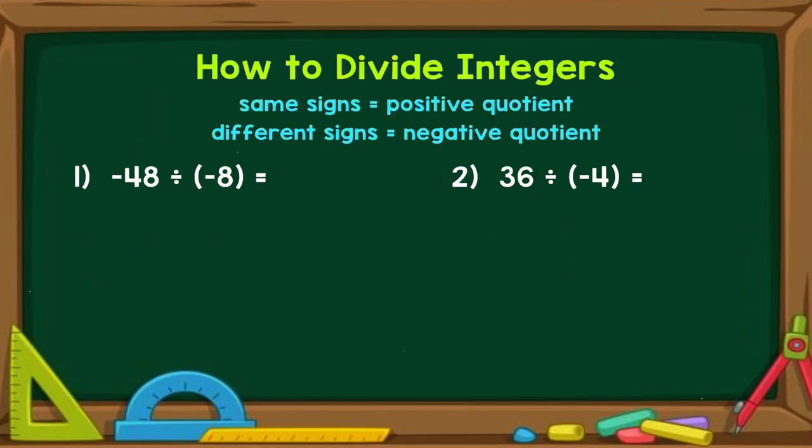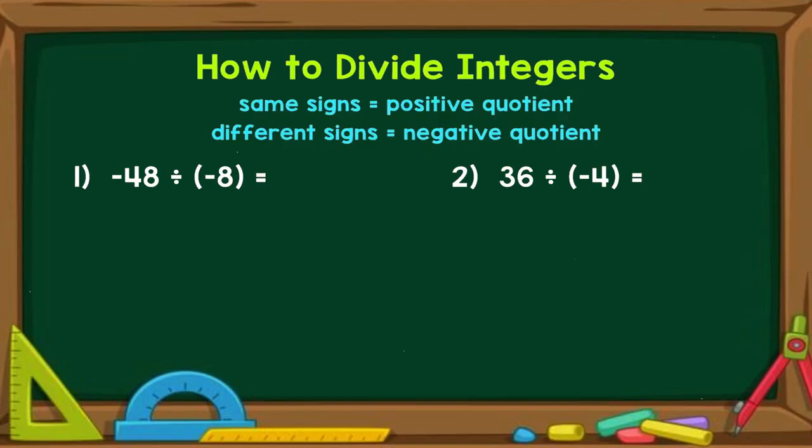Let's move on to division. So here are our examples for dividing integers. And you'll notice that our rules are the same for dividing integers as they were for multiplying integers, as far as working with those positives and negatives, and if we're working with the same signs or different signs.